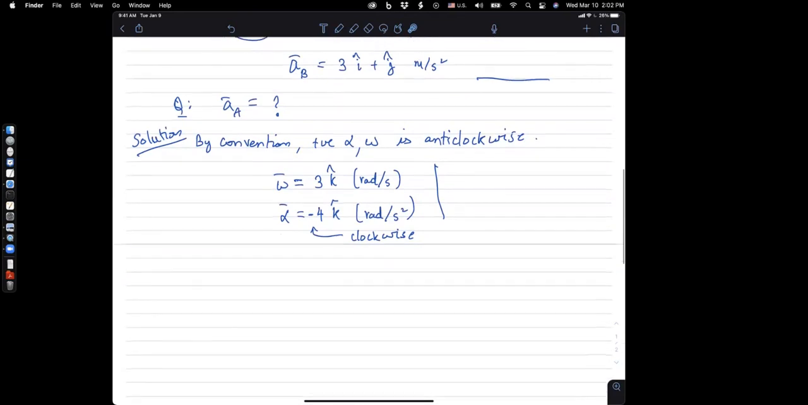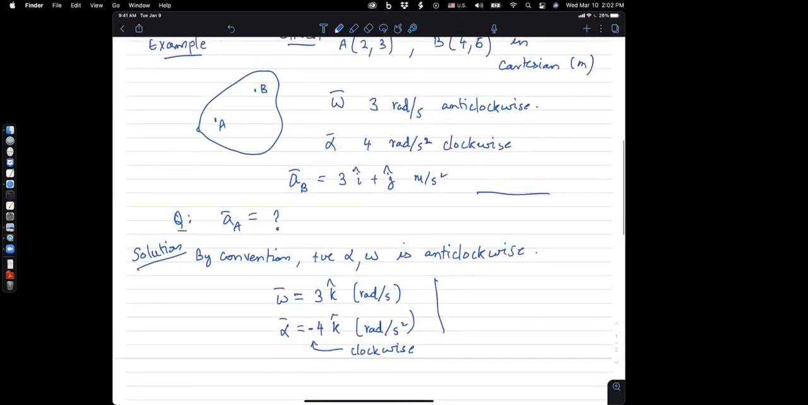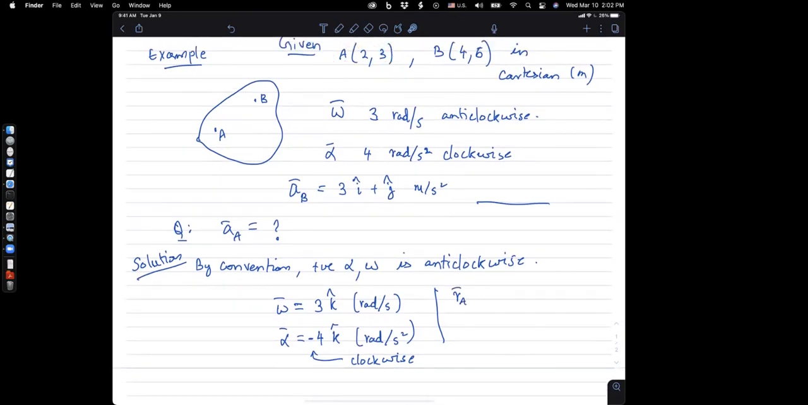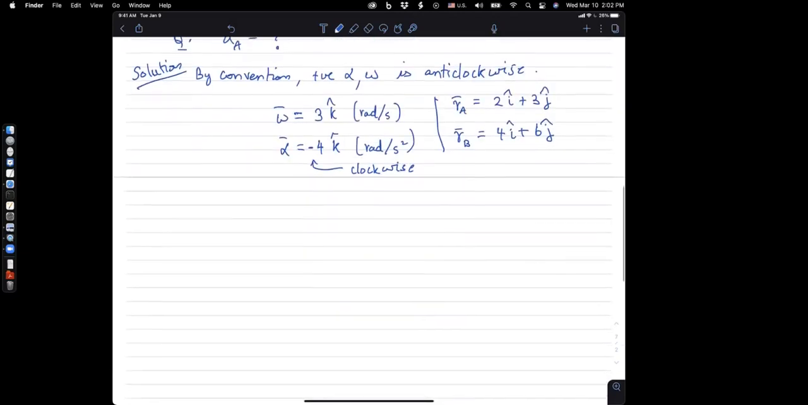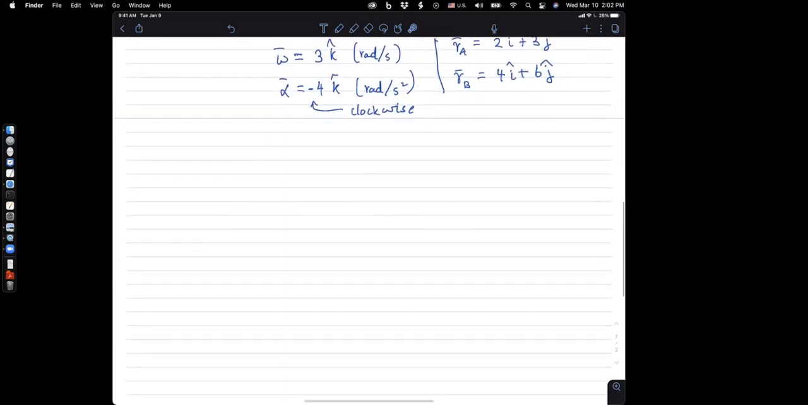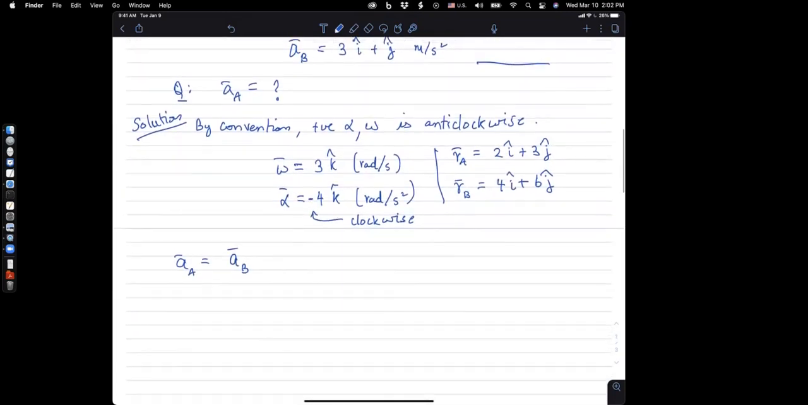So basically we have R_A is 2i plus 3j, and R_B is 4i plus 6j. And then we wanted to find a_A. So let's just write the formula out for a_A. a_A equals a_B, which is given. Let me just rewrite what a_B is. I guess it's right here.